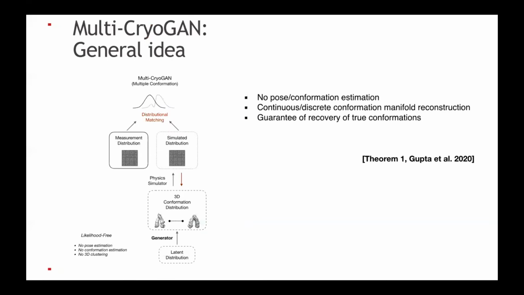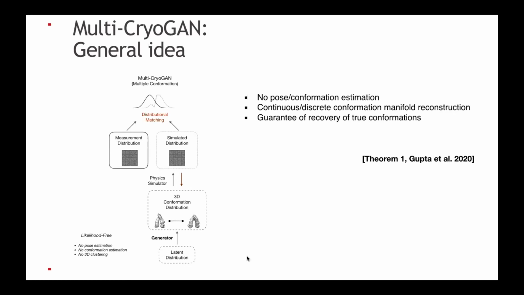So we extend CryoGAN to MultiCryoGAN in a similar fashion. Instead of a likelihood-based method, for which we would have to estimate the pose for each projection and the conformation as well, in this case we try to sidestep both of those steps. We have the measurement distribution coming from the real data, and we are trying to create a similar distribution, and we are trying to find 3D conformations so that this distribution matches the real distribution.